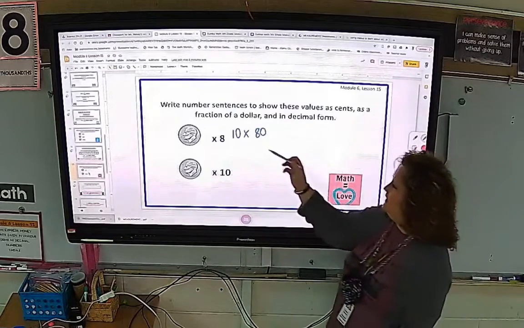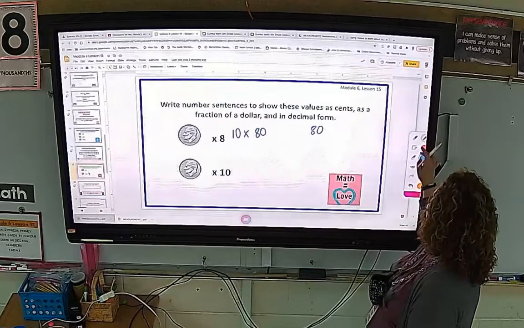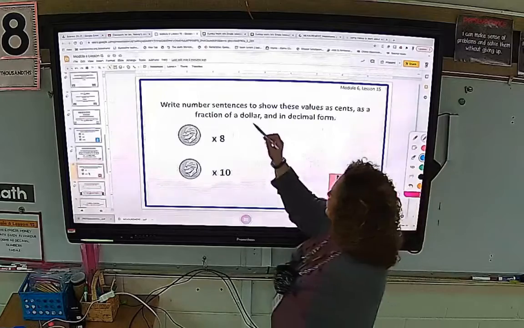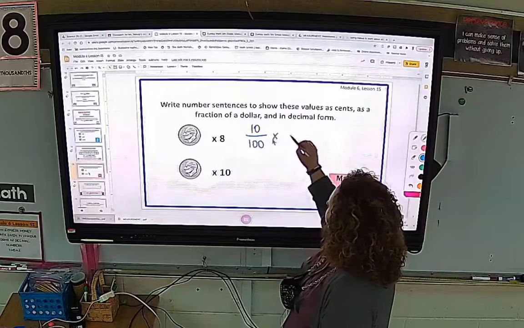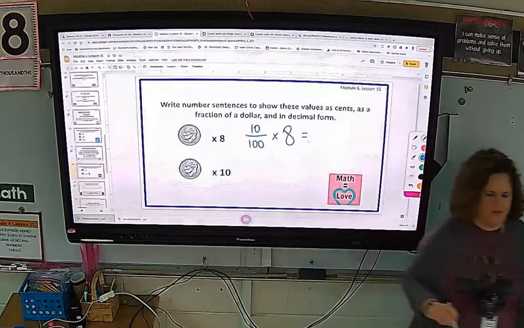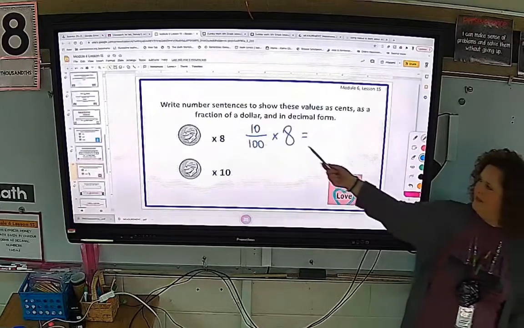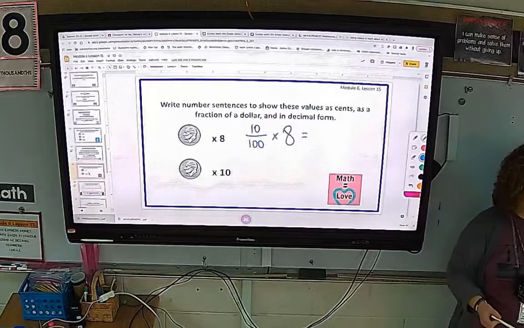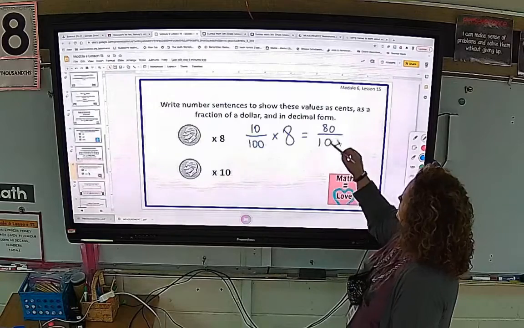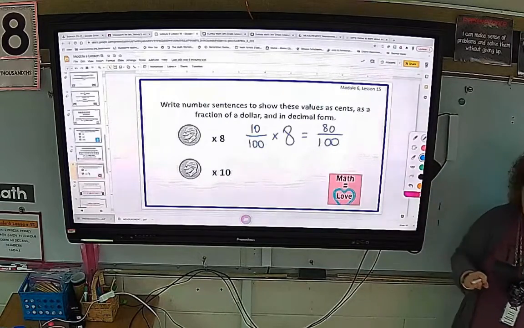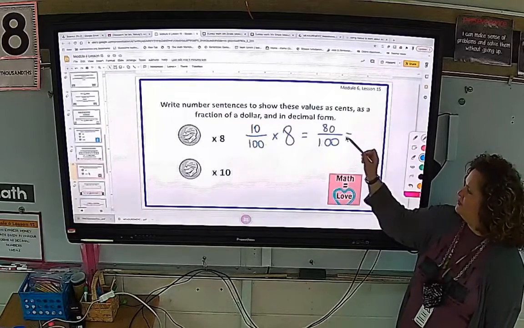Well, we know 1 dime is 10 100ths. If we multiplied that by 8, what would that be? Think about our multiplying fractions a few days ago. What would that turn into? What fraction? Yeah, 80 100ths. Okay, so there's our 80/100ths, which is our 80 cents. And what does that look like as a decimal?